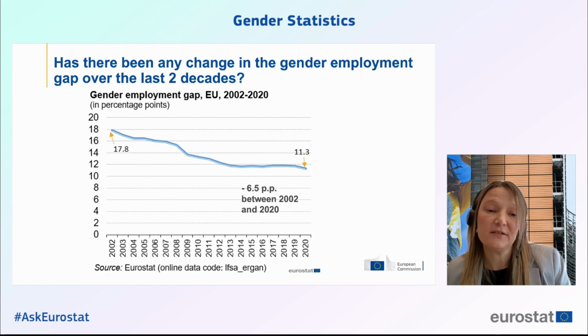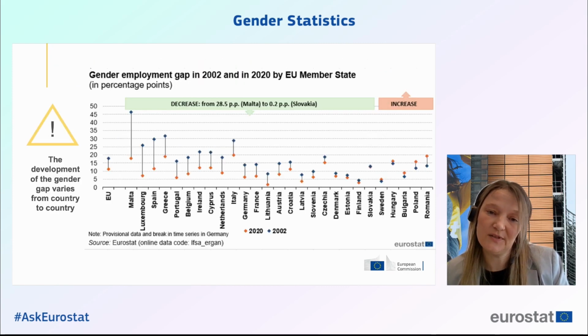So this figure shows the evolution over the last 18 years for the EU. We can see a downward trend. The gender employment gap narrows from almost 18 percentage points in 2002 to 11 percentage points in 2020 in the EU. And my next slide shows the situation by country.